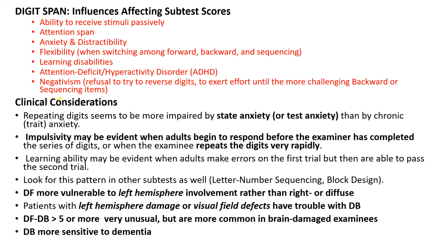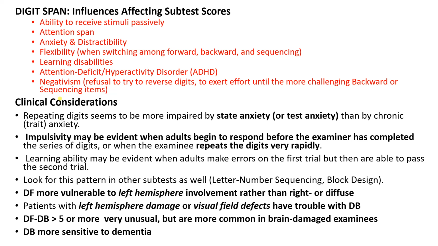First thing important to note is that this test is more influenced by state or test anxiety compared to chronic anxiety. So, if performance is lower, it is likely that the individual might have developed situational anxiety, test anxiety, and that has influenced their score. Like other tests, impulsivity may also be evident on this digit span, but here the indicator is slightly different.